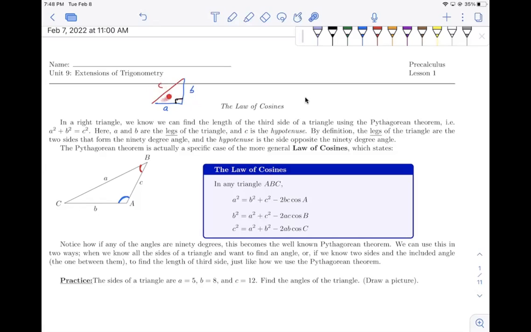So the side opposite the angle went all by itself on one side of the equation, and the other two sides were on the other side, the legs of the triangle, the ones that form that angle over here. As it turns out, the Pythagorean theorem is actually a specific case of a more general law of cosines, which states the following. In any triangle, we have this over here. And it looks tough because there's three equations, but it's really not that bad at all.